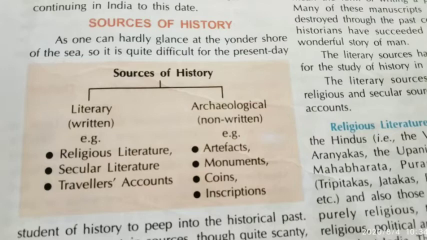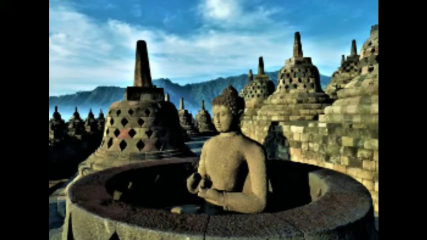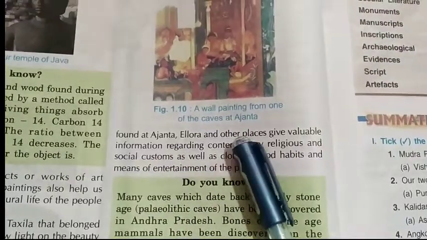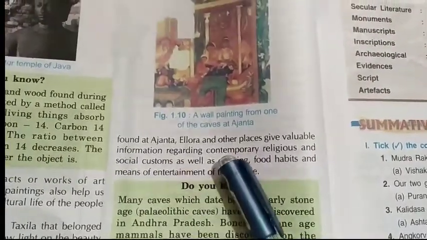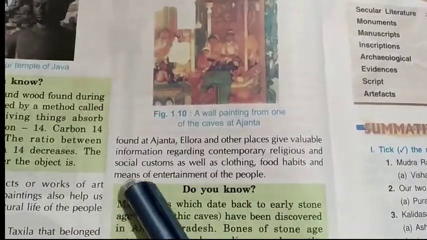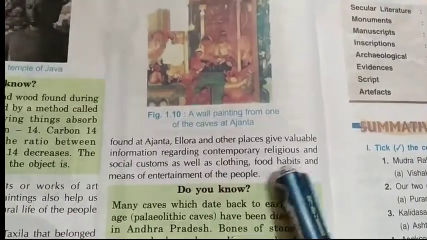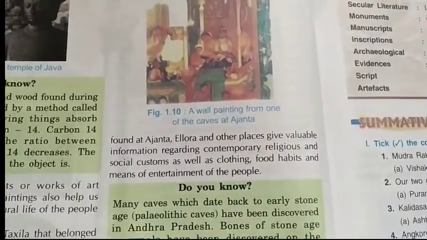And here you can see the Borobudur temple on Java, and here a wall painting from the caves at Ajanta. Besides sculptures, the paintings and frescoes found at Ajanta, Ellora and other places give valuable information regarding contemporary religious and social customs as well as clothing, food habits and means of entertainment of the people.